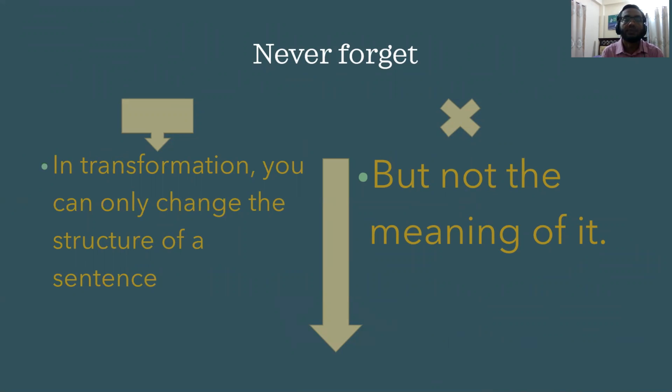Again, I am saying that in transformation, we can only change the structure of the sentences, but we shouldn't change the meaning of those sentences. Without changing their meaning, we have to change one form to another. That means we have to change an affirmative to a negative sentence. Can you understand? Are you clear now? Okay, let's go next.